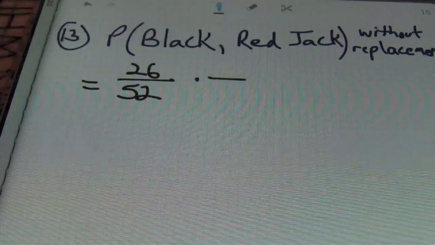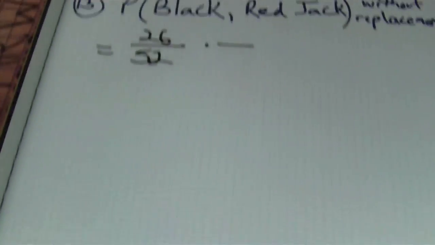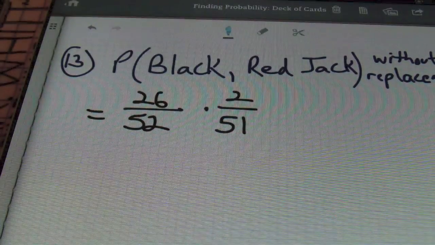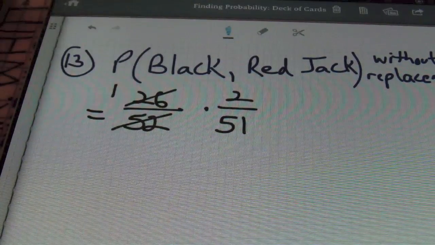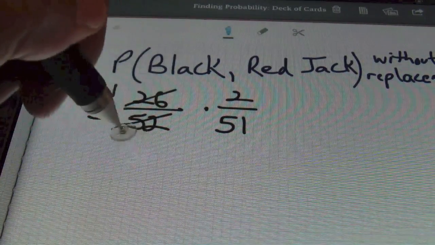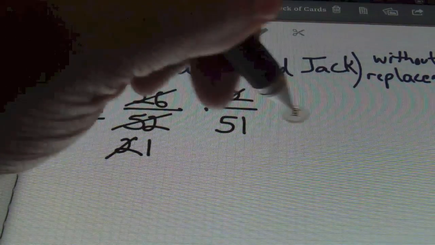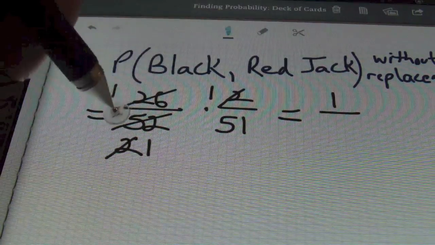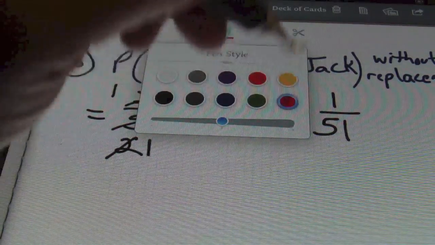Then we'll be multiplying times the red jacks. So our red jacks here are going to be right there. Those are red jacks. So we have 2 cards that are red out of the 51 cards that are left over. Okay. Once we have this set up, I know that 26 goes into itself once, that 26 goes into 52 twice, and then we can reduce the 2's. 2 goes into itself once, 2 goes into itself once, and then you can just simply multiply straight across. So 1 times 1 gives me 1, and then 1 times 51 is 51. So the probability will be 1 out of 51.